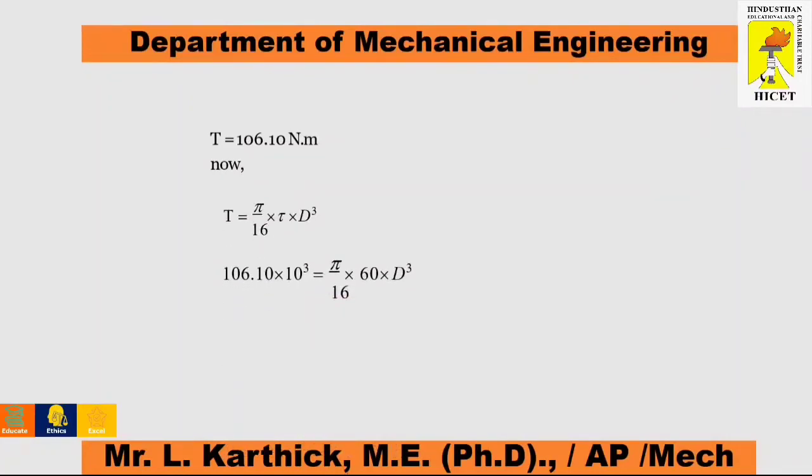Now we know the other formula for torque, T equal to pi by 16 into tau into d cube. So T equal to 106.10 into 10 to the power of 3 equals pi by 16 into 60 into d cube, where we don't know d cube. Calculating, we get d cube equal to 9006. Then taking the cube root, we get d equal to 20.80 mm. This is the shaft diameter.